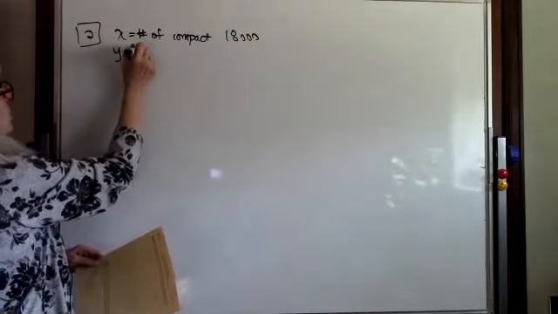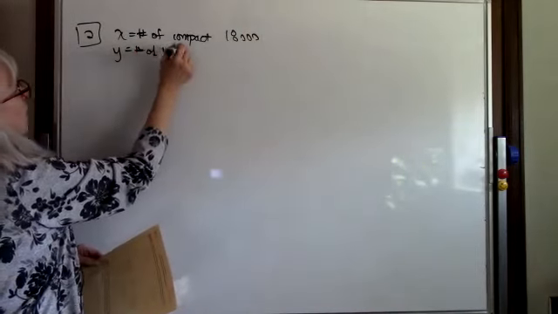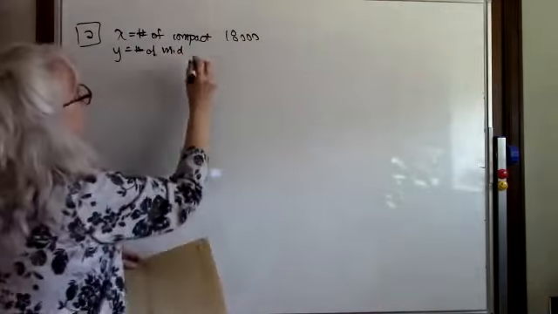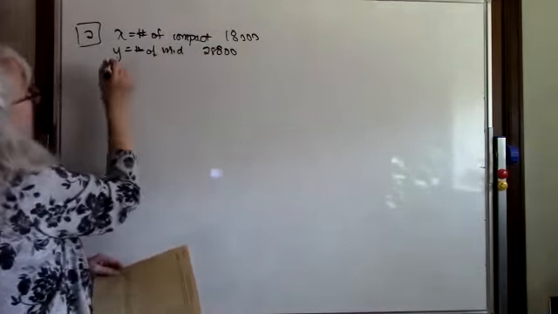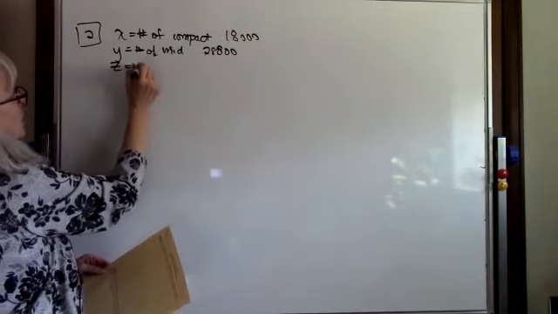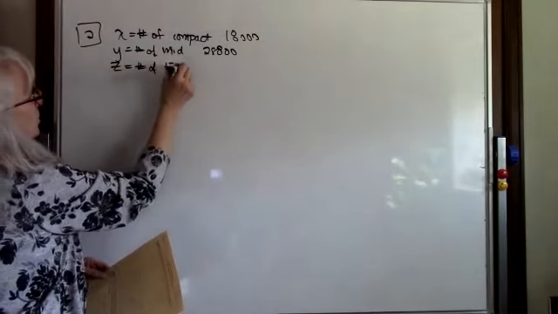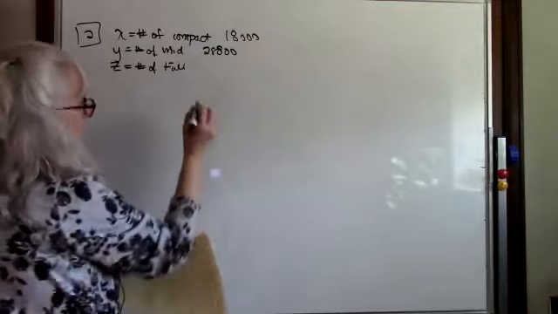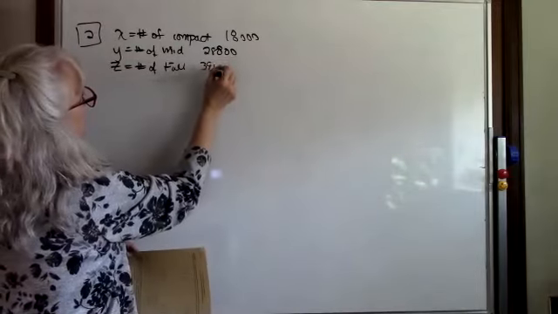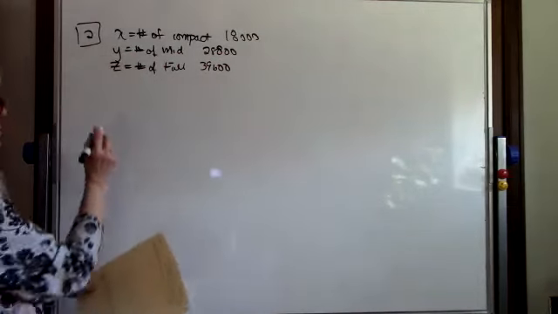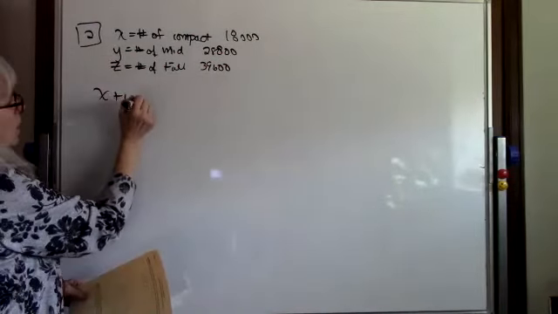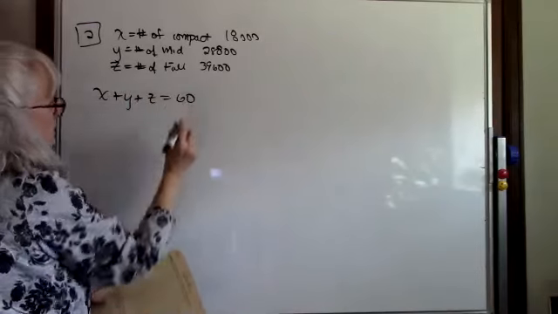Y is going to be the number of midsize, and those were 28,800. And then we have full-size cars, which are going to be Z, the number of full-size cars, and that's 39,600. Okay, so in terms of the equation, we know all together we need 60 cars. So that would be X plus Y plus Z is equal to 60.